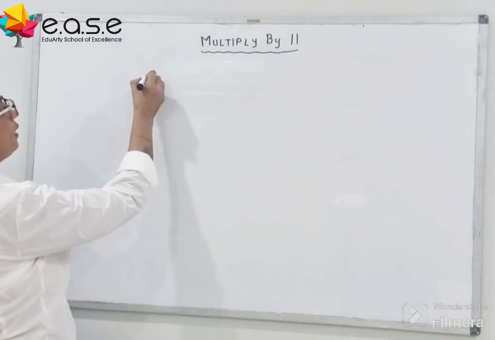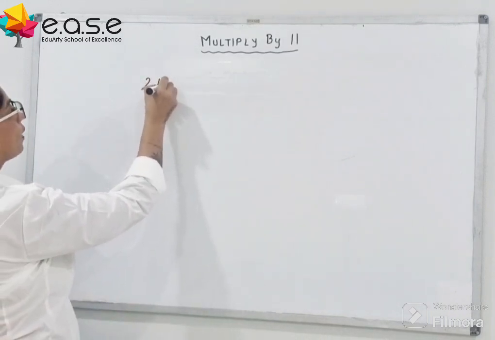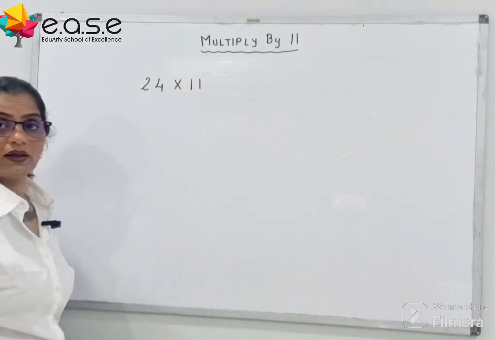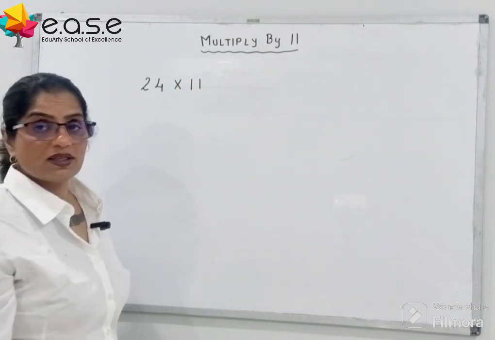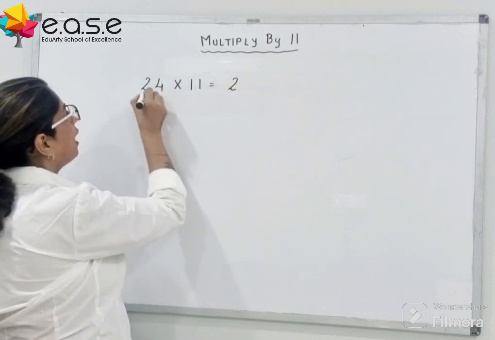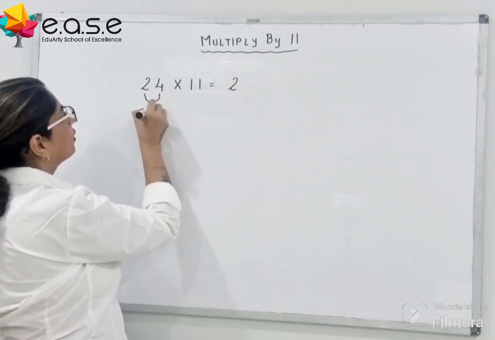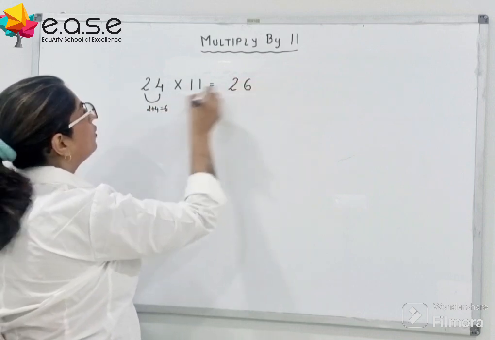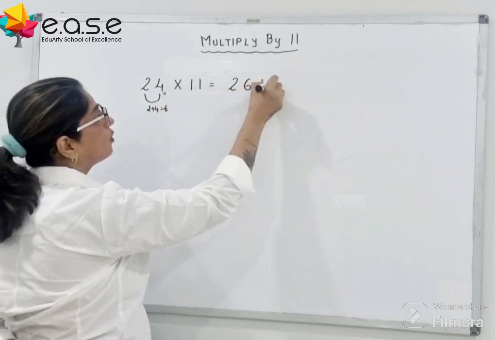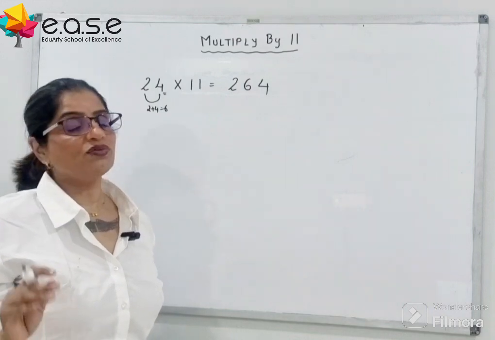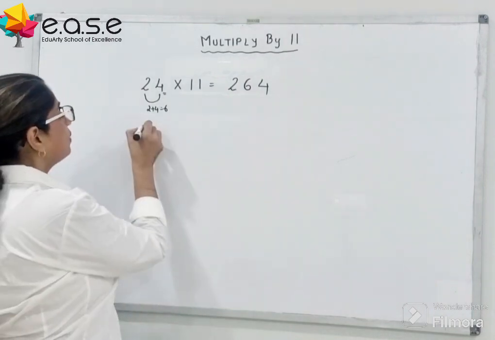For example, if we have 24, we have to multiply this with 11. Correct? The easiest way to do this is you write the 2, you add 2 plus 4, which will give you a 6, and you write the last digit 4. And that's your answer. Getting it? This was a very simple one. Let's take one more question.